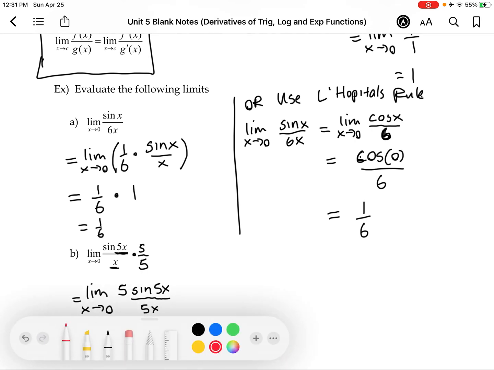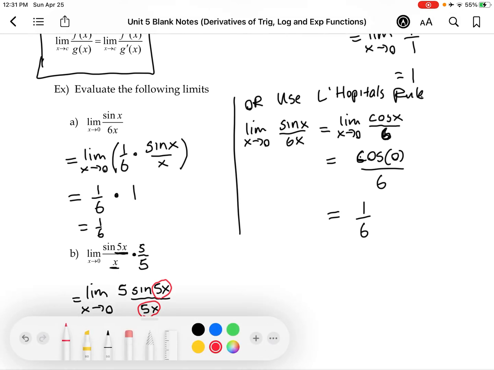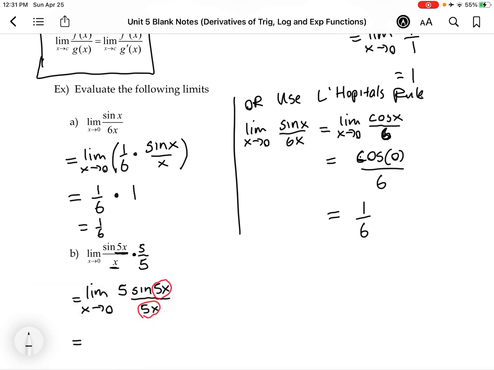And now these guys match. And because those guys match, that limit is going to equal 1. And so we can now say that this is equal to 5, and that 5 comes from here, times 1, which is 5.